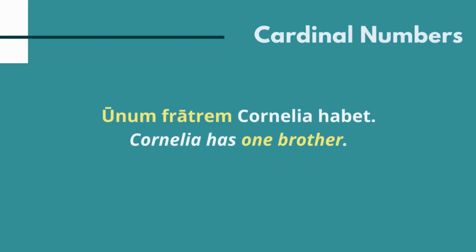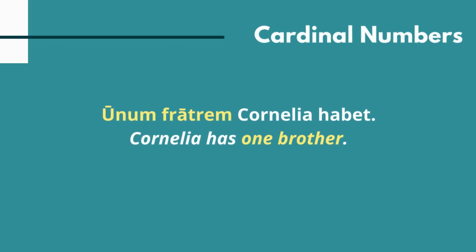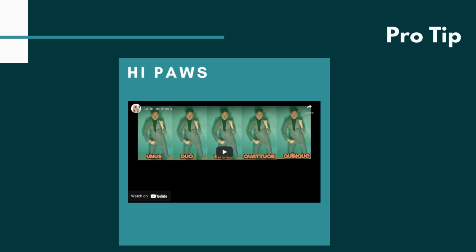And here, one more example, we have unum fratrem Cornelia habet. This is the example I gave you back at the beginning of the video. You're saying Cornelia has 1 brother. Again, 1 is one of the cardinal numbers that actually does match case, number, and gender. So you have to say unum fratrem, 1 brother, masculine, as opposed to unam sororem, which would be 1 sister. You'd have to change the spelling because the number 1 will match whatever it's going with. Okay, so hopefully that makes some sense.